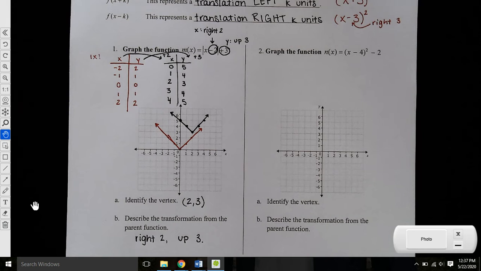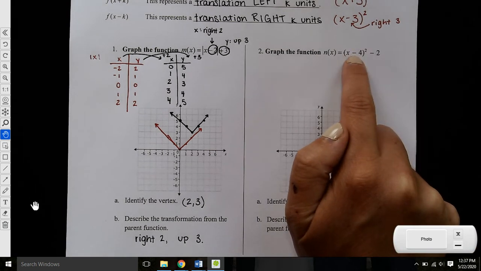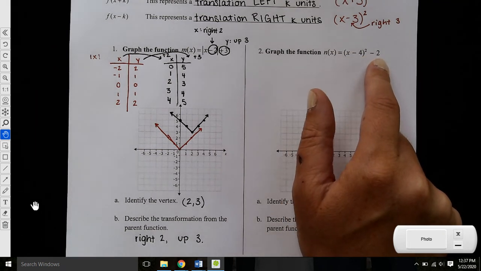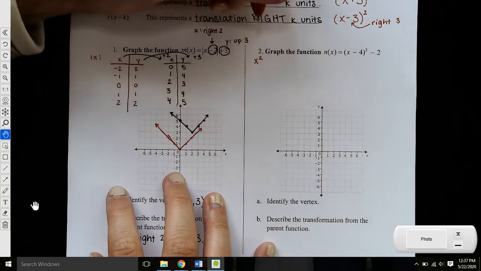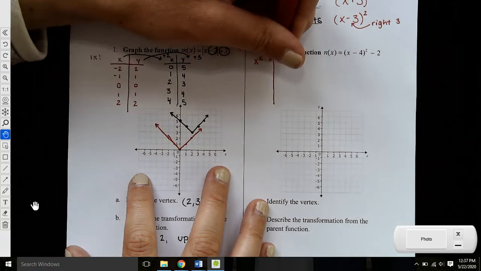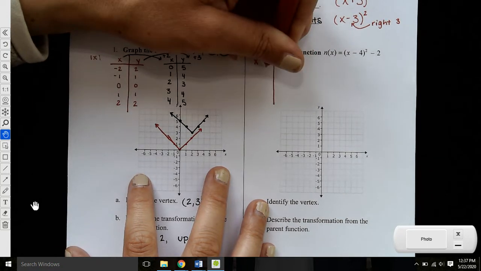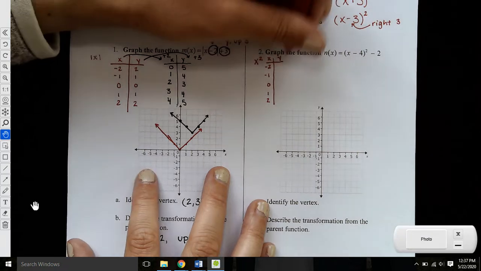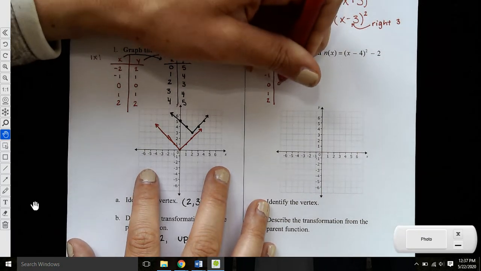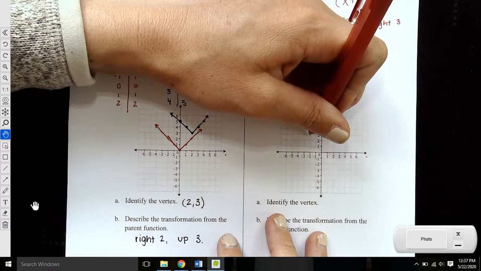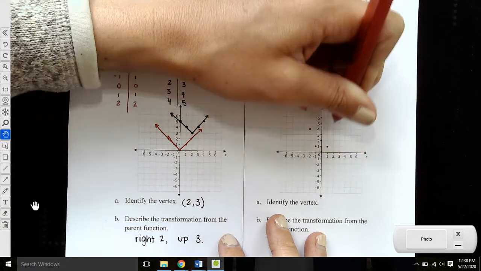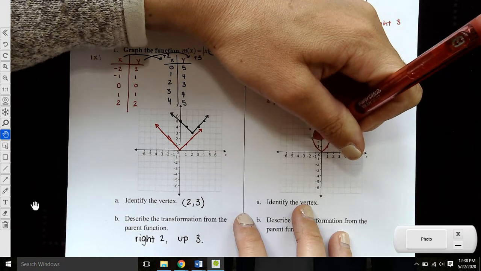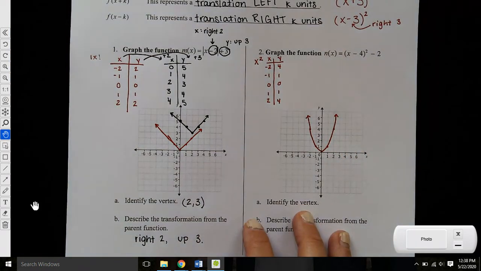All right, so now I'm going to do the same type idea with this function. So again, I have to look for the parent function, x minus 4 squared minus 2. My parent function there is going to be x squared. So if I'm using x squared, I'm going to start with -2, -1, 0, 1, 2. And x squared would give me 4, 1, 0, 1, 4. So I'm going to plot those points, sketch my curve. And there's my parent function.